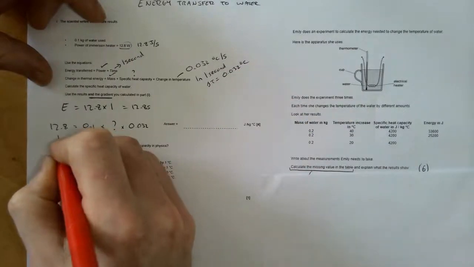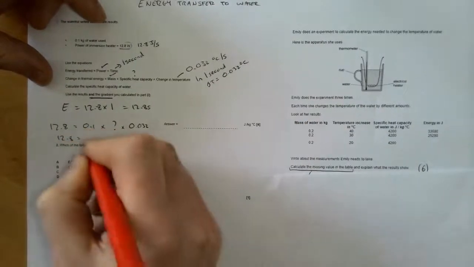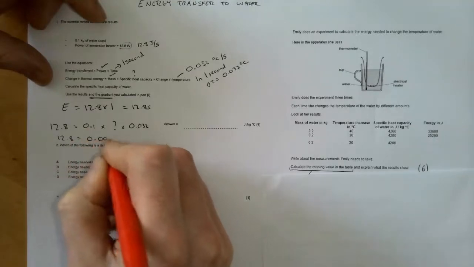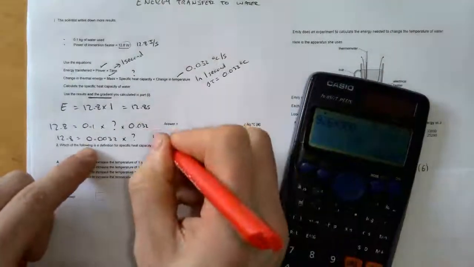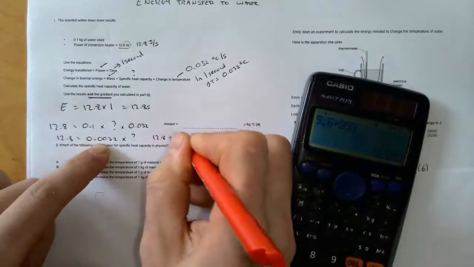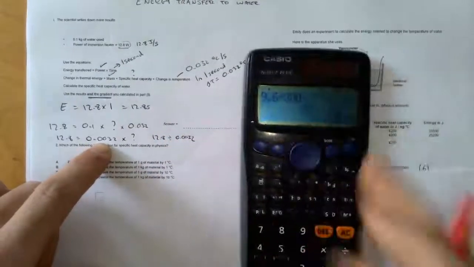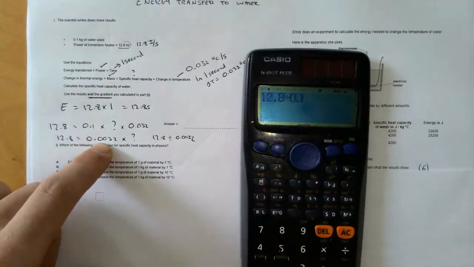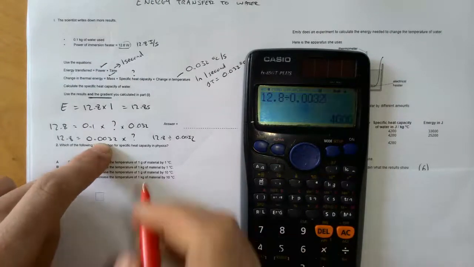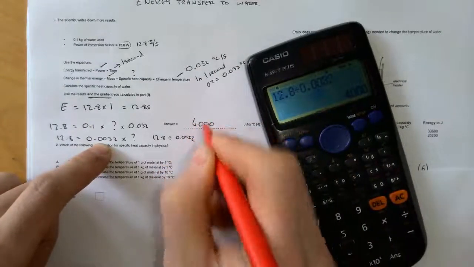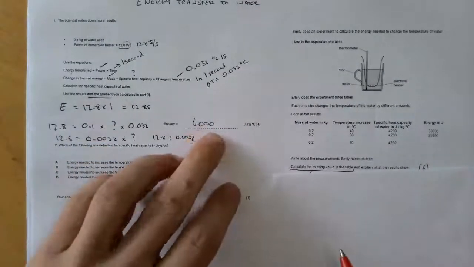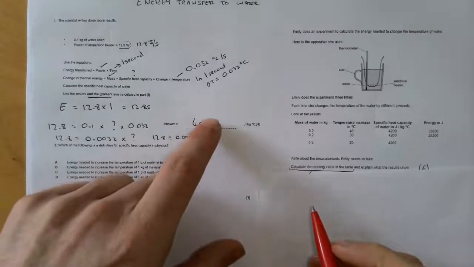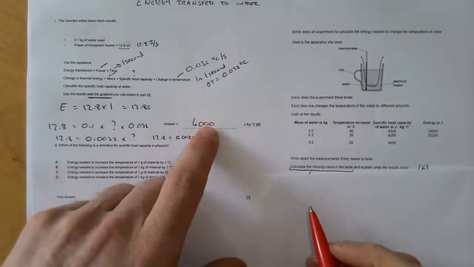So now we can say 12.8 equals 0.1 times 0.032, which is 0.0032, times our heat capacity. And we now can do 12.8 divided by 0.0032. And that gives us 4,000 joules per kilogram per degree Celsius. And if you remember what water is, 4,200. That's pretty close. We can probably be relatively confident that is the correct answer.